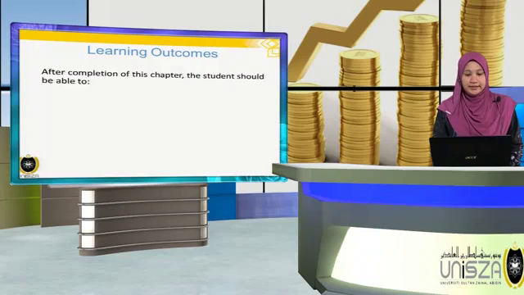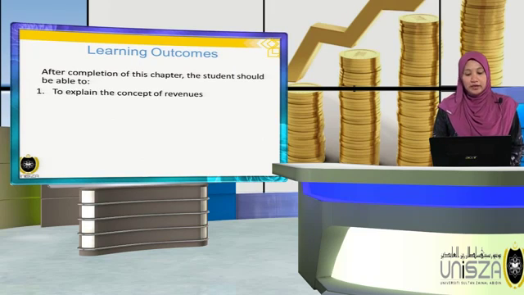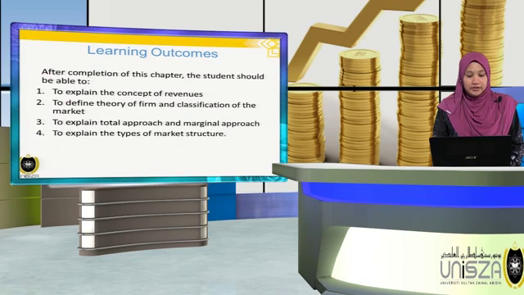After completing this chapter, the students should be able to: 1. Explain the concept of revenue. 2. Define theory of firms and classification of the market. 3. Explain the total approach and marginal approach. 4. Explain the types of market structure.